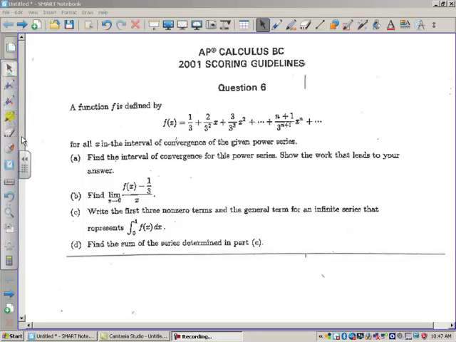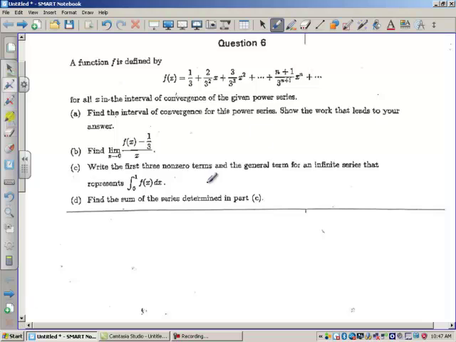We're going to take a look at a power series question. It's got a function defined by f of x equals, you can see this here, you have this in your packet, for all x in the interval of convergence of the given power series. A, find the interval of convergence for this power series and show the work that leads to your answer.